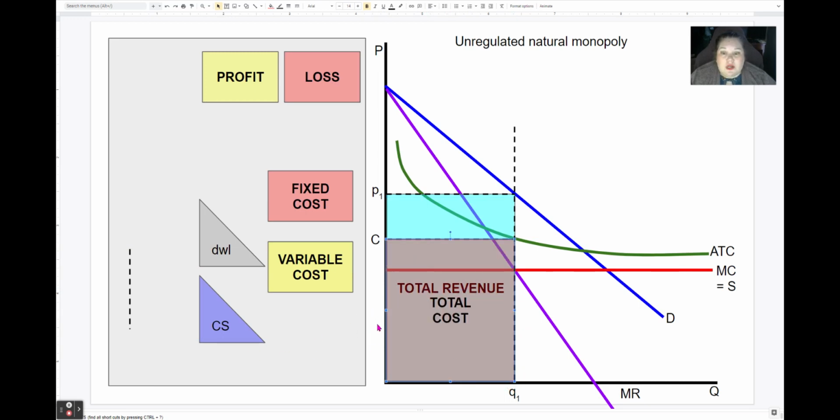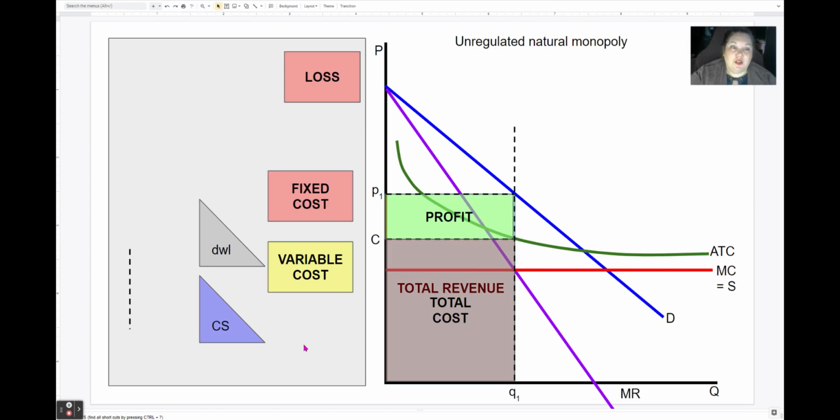Notice that there is a part of the total revenue box that is not covered up in red. The red area is what they do not get to keep. It's what it costs them to make the good. And the leftover blue area, that is revenue that they do get to keep, and that is our profit. So we're going to drop our profit box on here. And there is our area of profit for this firm. Now it's green for money.